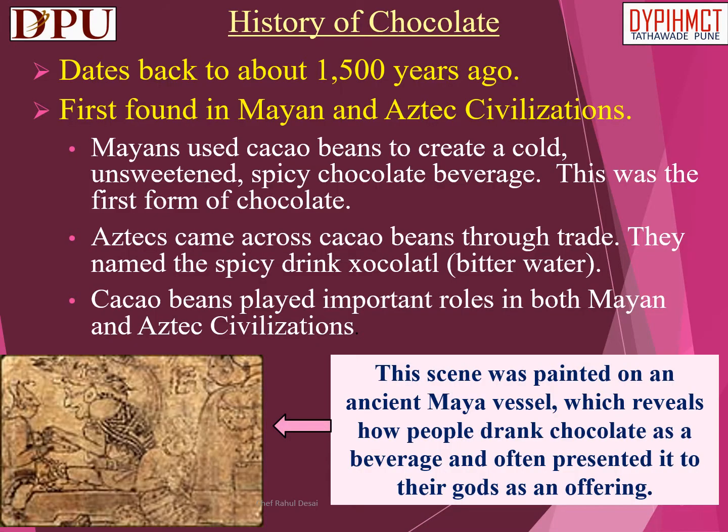The history of chocolate dates back about 1,500 years. It was first found in the Mayan and Aztec civilizations. The Mayans used cacao beans to create a cold, unsweetened, spicy chocolate beverage. This was the first form of chocolate. The Aztecs came across cacao beans through trade and named the spicy drink chocolate, meaning bitter water. Cacao beans played important roles in both Mayan and Aztec civilizations.